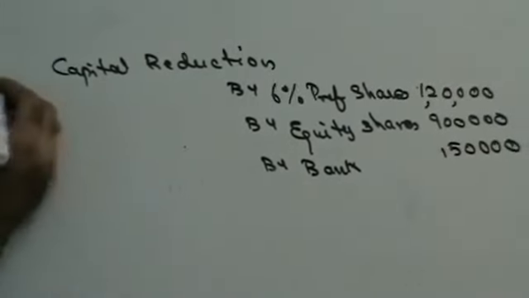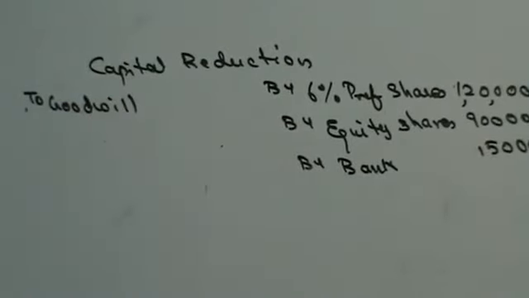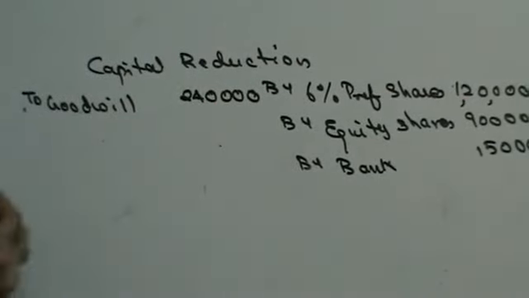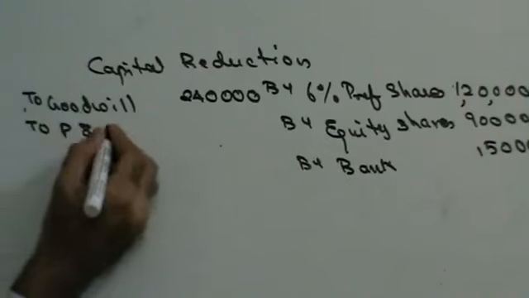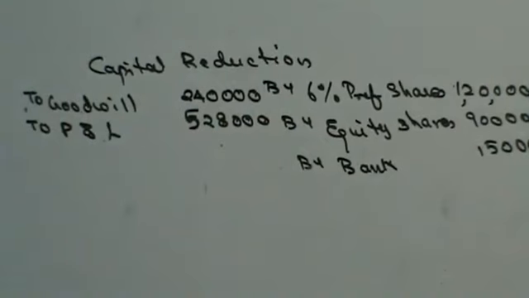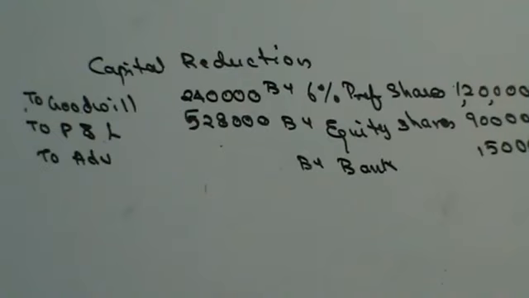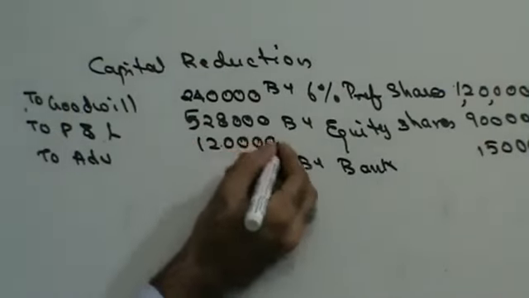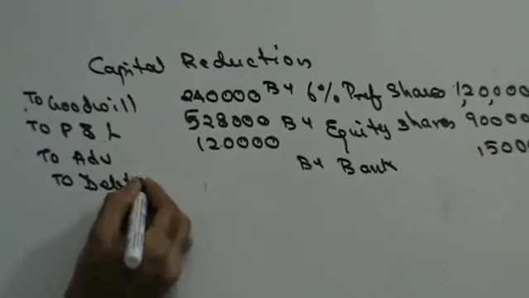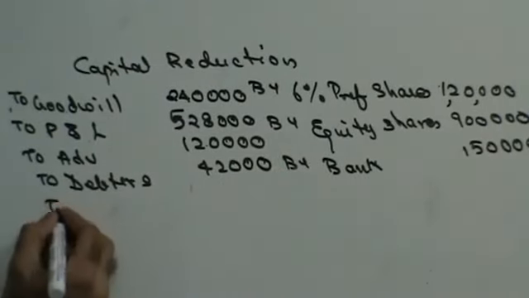Then you have capital reduction on the debit side to goodwill. To goodwill is 2,40,000. To profit and loss, 5,28,000. Then to advertisement expense is 1,20,000. To debtors, 42,000. To stock, 60,000.